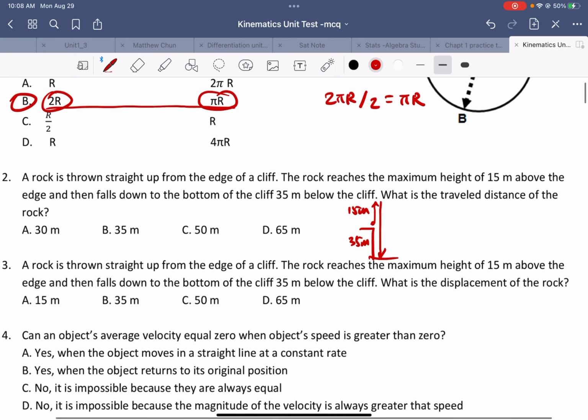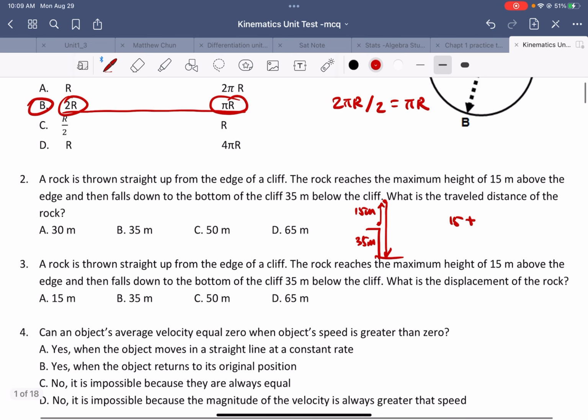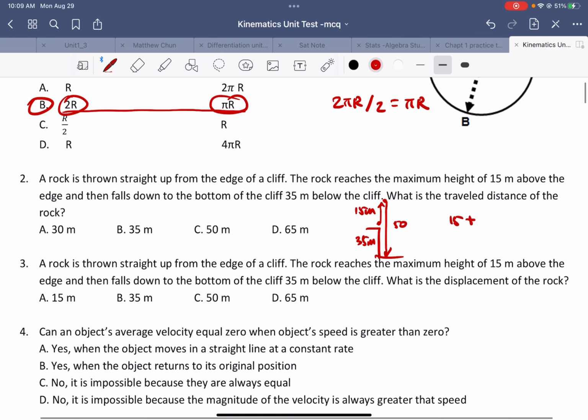That's the situation. Now, what is the travel distance? Travel distance means going up and going down, so all of it. So you simply add 15 plus what is this, from the maximum height falling back down to the ground? You add the 15 plus 35, which is 50. So 15 plus 50, 65 meters is the total distance traveled. D will be the answer. Okay. If they ask you what the displacement is, then you should say 35 meters.